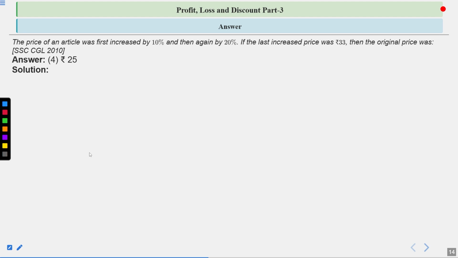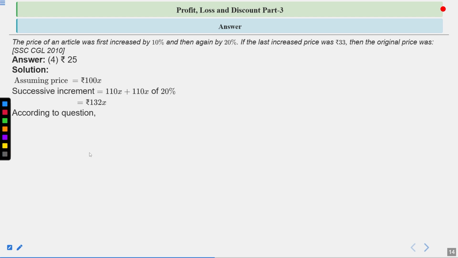Now see the detailed solution of this question. Assuming the price is 100x rupees, after the first increase by 10% and then again an increase by 20%, the successive increment will become 110x plus 110x of 20%. When we simplify it, we get 132x. Now this value equals 33 rupees. So according to the question, 132x equals 33 rupees.